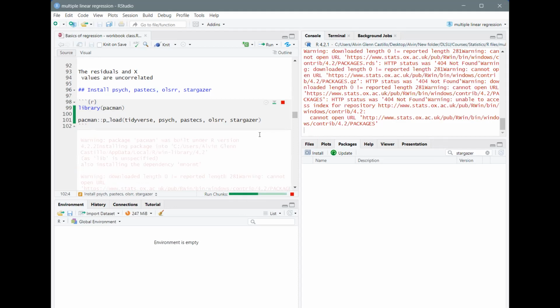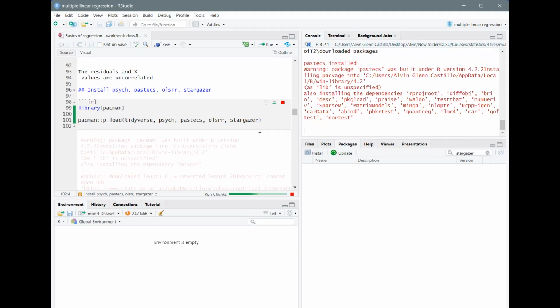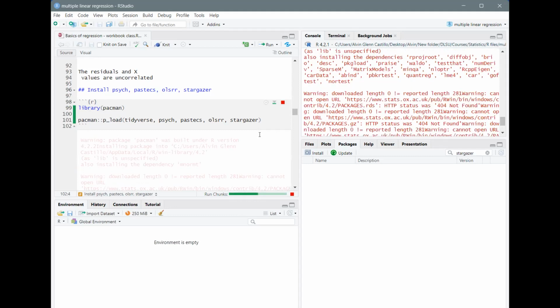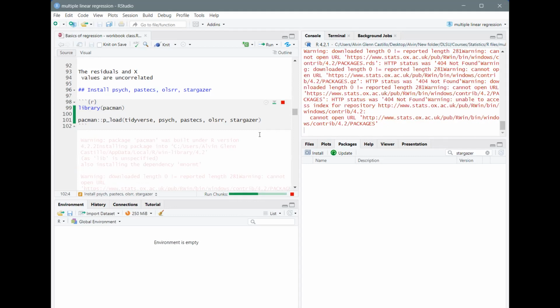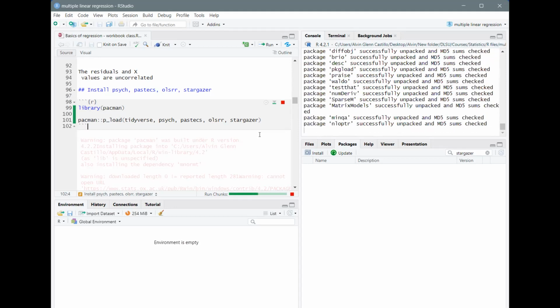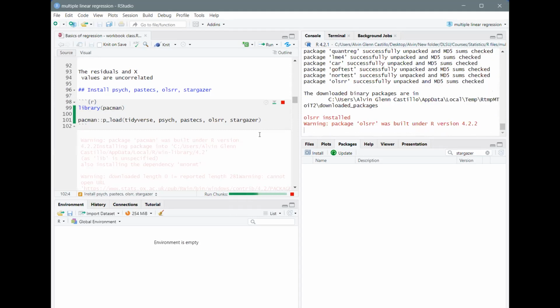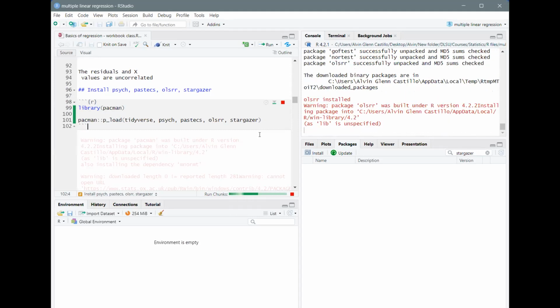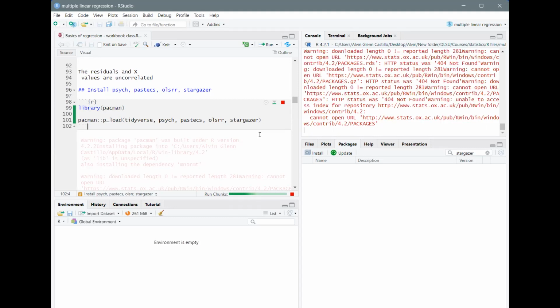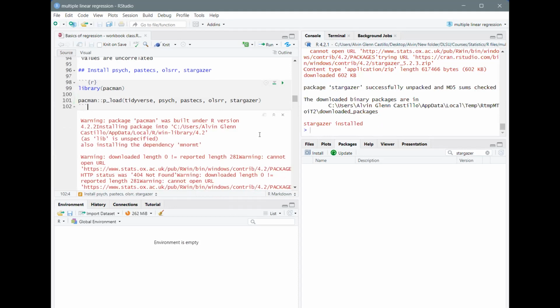Yan, nagrarun na siya. Kita mo, di ba? Nasa console. Nagrarun na siya. So, PasteText, ano na raw? I think loaded na, sabi. So here, thank you Alvin for asking that. Makikita natin, sabi ni Alvin kanina, walang Stargazer, walang PasteText, walang OLSRR. So let's see what happened to the Pacman p_load package. Tingnan mo, OLSRR naka-install na dun sa console. So it automatically installed the package and also loaded it.